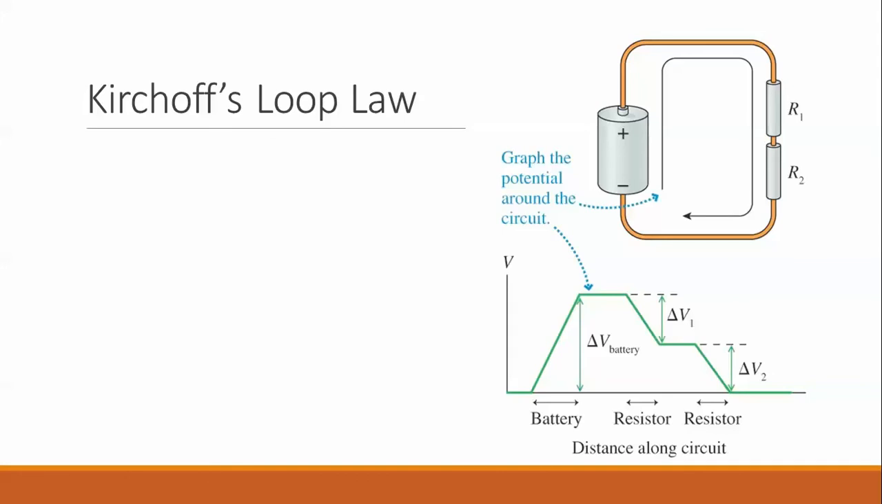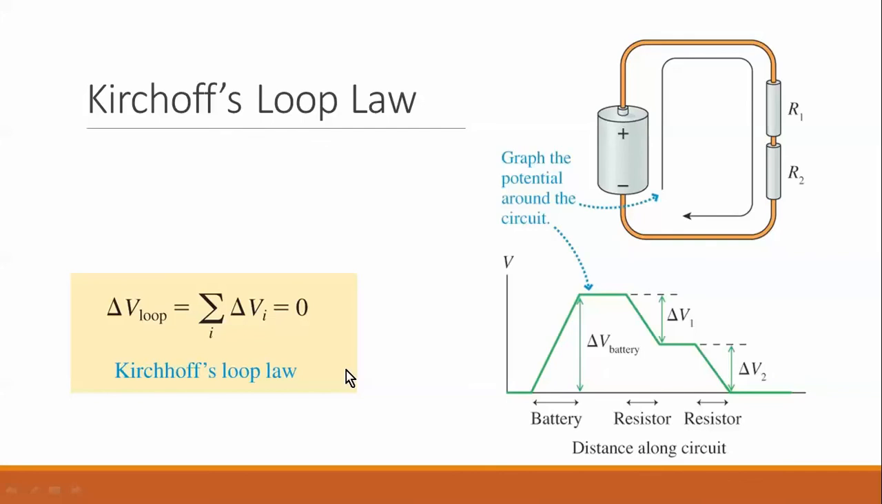The second Kirchhoff law is Kirchhoff's loop law. Kirchhoff's loop law says that the change in potential through a loop is going to be 0. That means if you add all the changes in potential at each point in the loop, it's going to come to 0. So the change in potential across the battery, plus the change in potential over the wire, plus the change in potential over the resistor, plus the change in potential over the resistor, all added together, is going to equal 0.